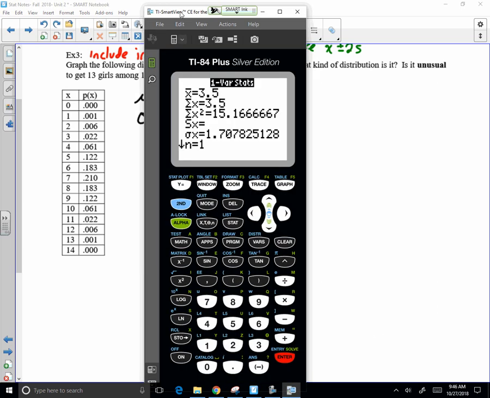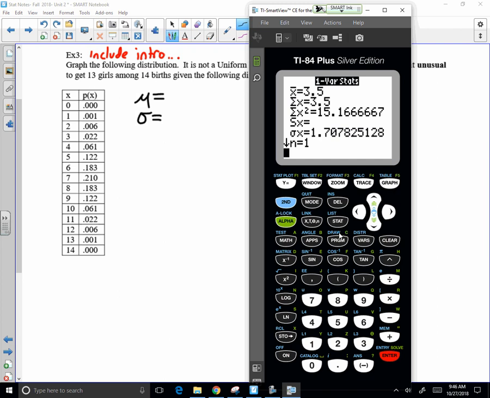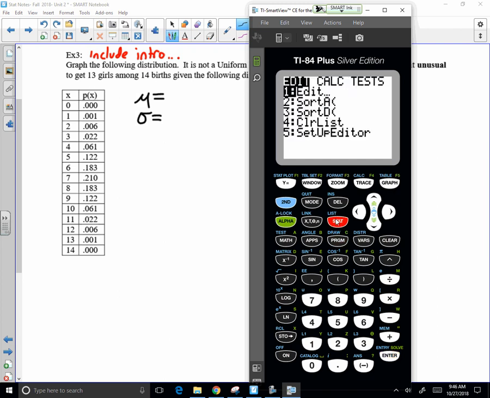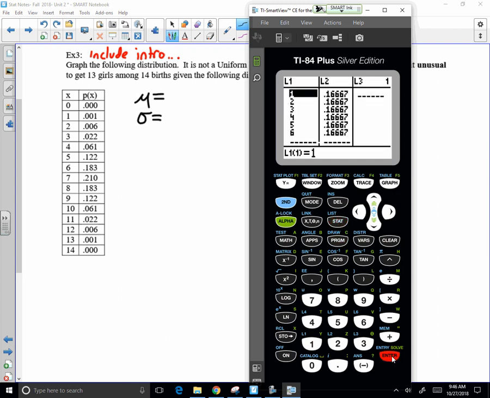And my little shortcut on the previous page, it really doesn't play any role here, stat edit, because they're not all the same values in P of X, so we're just stuck.